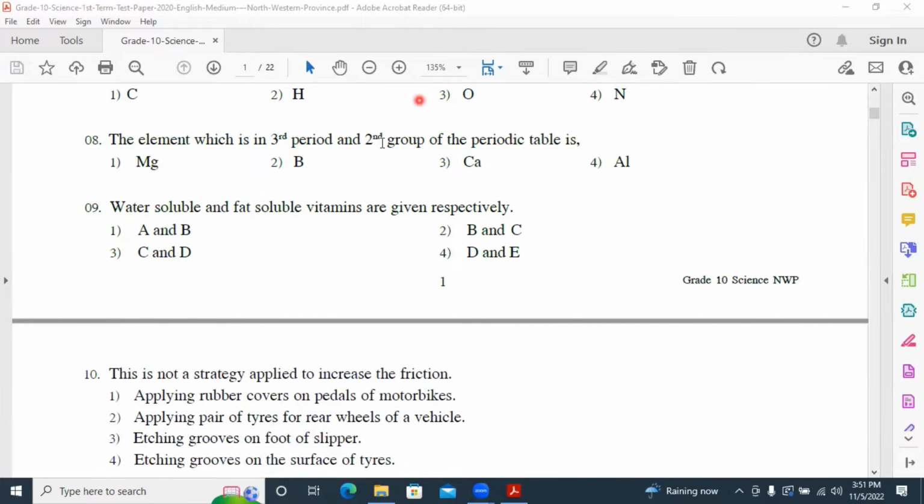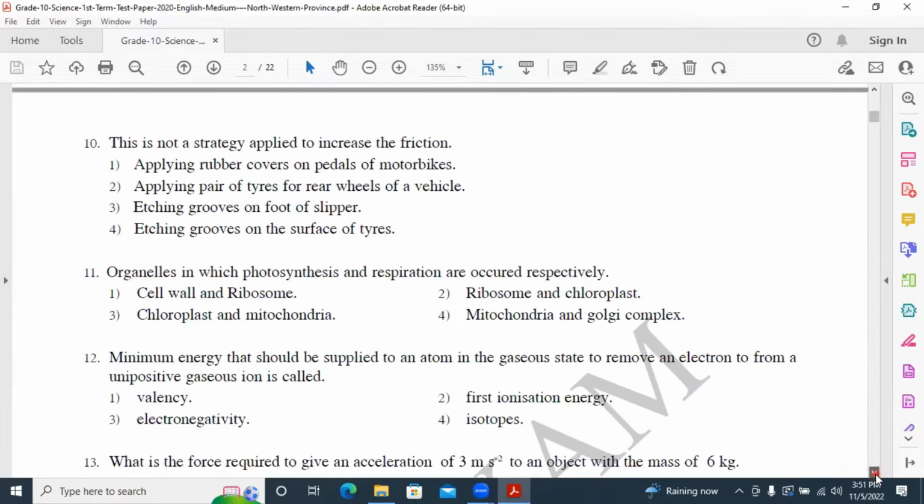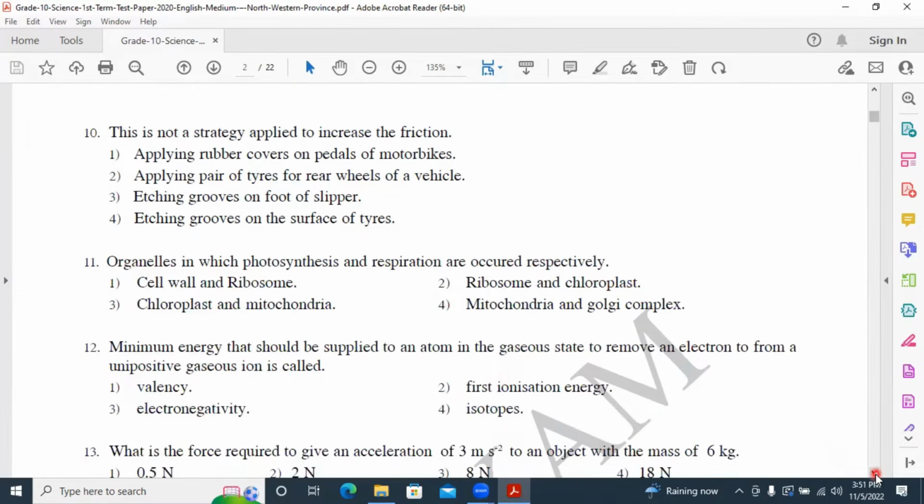Question number 10. This is not a strategy applied to increase the friction. Apply rubber covers on pedals of motorbike. Apply pair of tires for rear wheels of a vehicle. Etching grooves on foot of slippers. Etching grooves on the surface of tires. Answer number 2. Applying pair of tires for rear wheels of a vehicle is decreasing the friction.